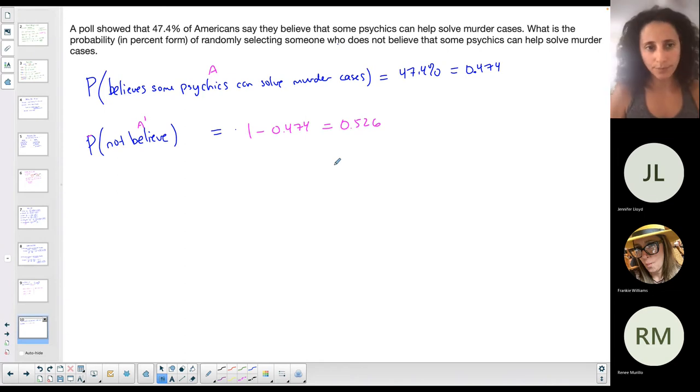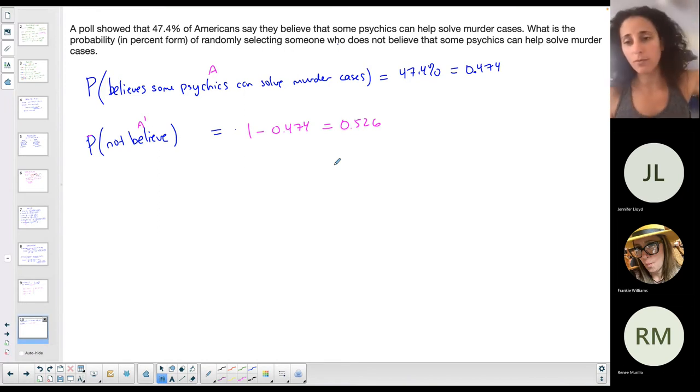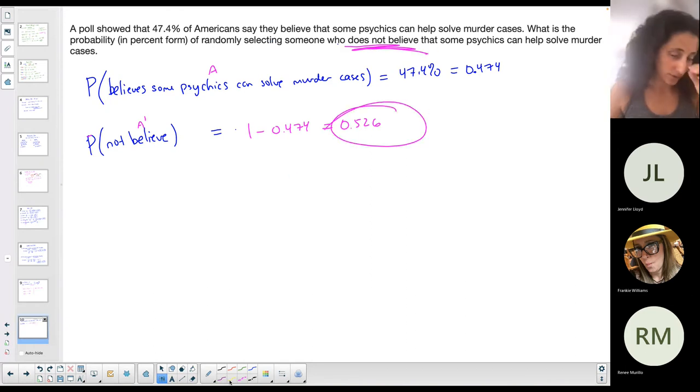So indirectly, they're telling you the probability of one random person believing that psychics can solve murder cases, but they're also telling you indirectly the probability that one person does not believe. Because if you know the probability that one person believes, you automatically know its complement as well. So what is the probability of randomly selecting someone who does not believe? 0.526. So this is a way of asking for a complementary event.